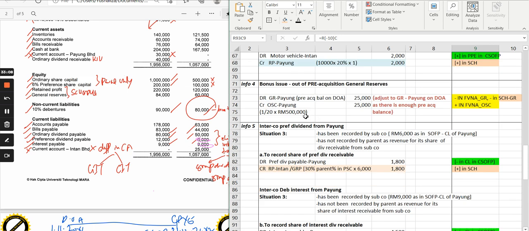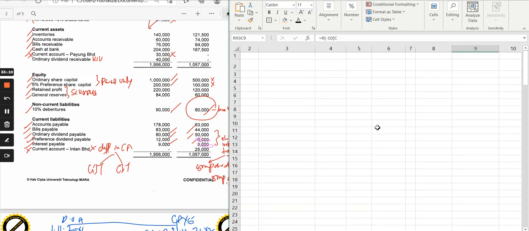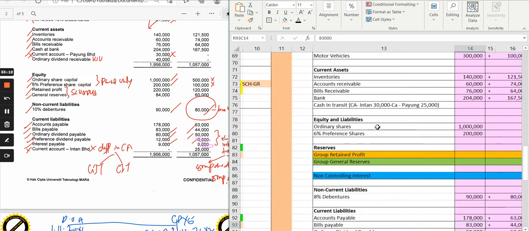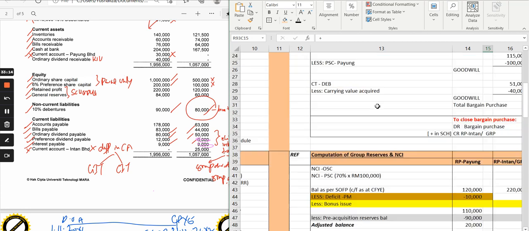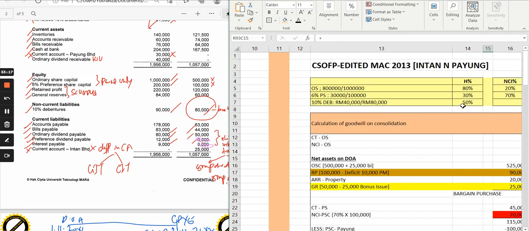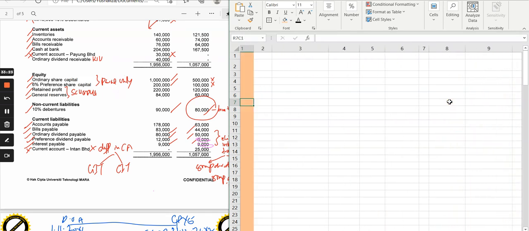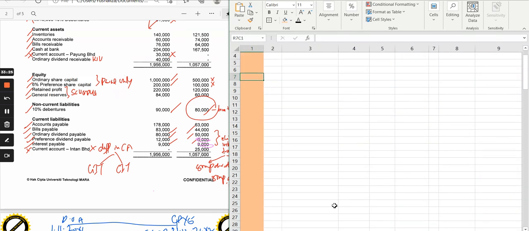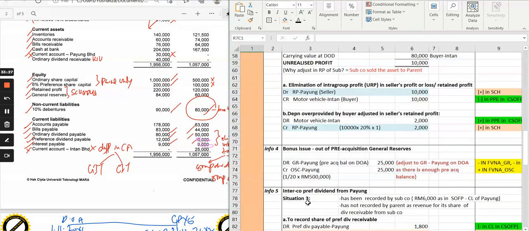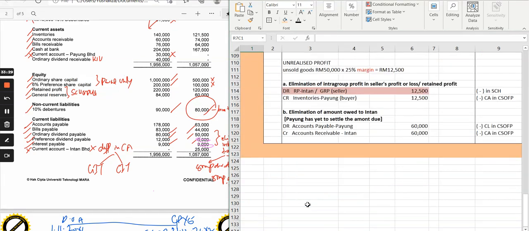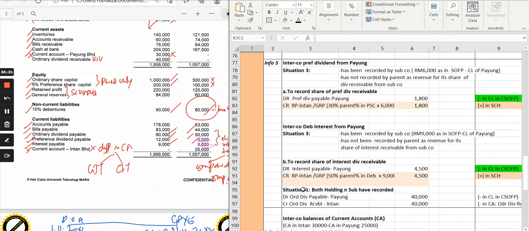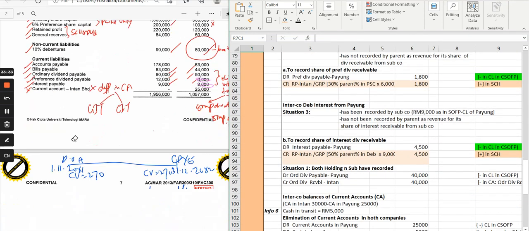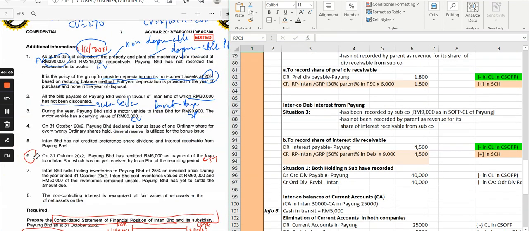Why? Because if you notice, we have already done the working much earlier, that the percentage held by the parent in the debenture was 50%, whereas for the preference shares was 30%. So you need to bear in mind that percentage so that you will include the correct amount in the retained profit of the parent. Done with that, now we need to do the other items.